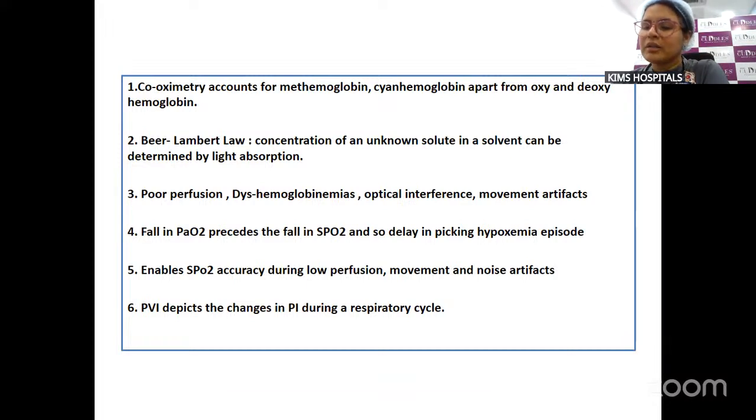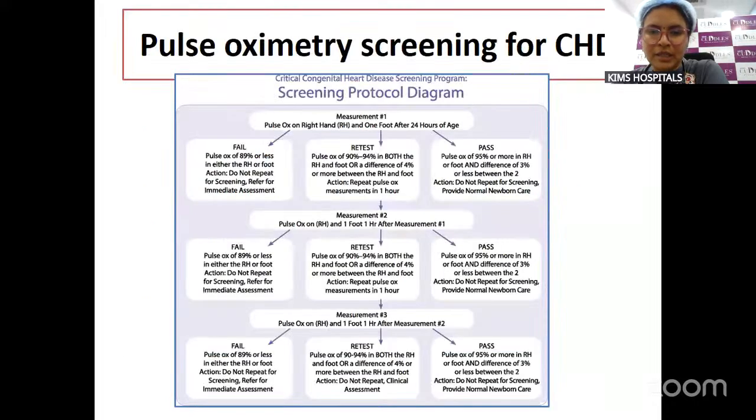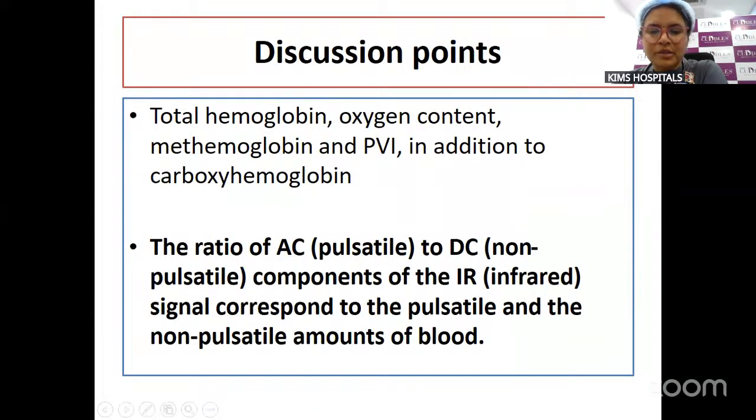The pleth variability index depicts the changes in perfusion index during a respiratory cycle. It is one of the other useful parameters that is available in pulse oximeters. PI per se, or perfusion index, is the ratio between the alternating current to the direct current. I think we have a slide on this, yeah.